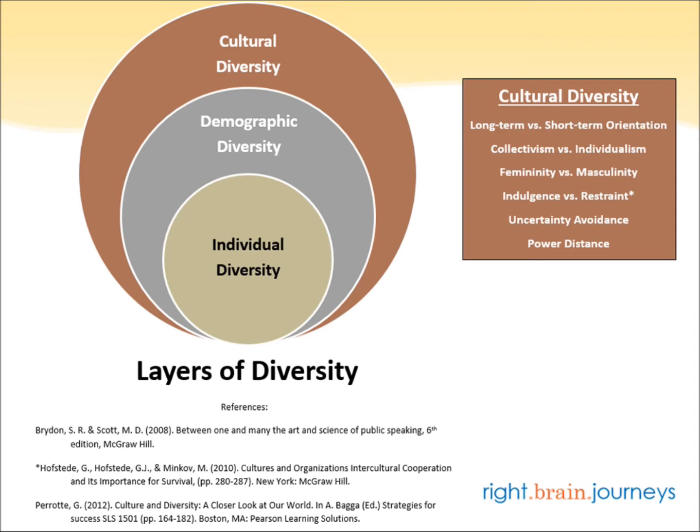Now, on the website geert-hofstede.com, the newest dimension, published in 2010, is indulgence versus restraint. This is described on the website as, quote, indulgence stands for a society that allows relatively free gratification of basic and natural human drives related to enjoying life and having fun. Restraint stands for a society that suppresses gratification of needs and regulates it by means of strict social norms. End quote.